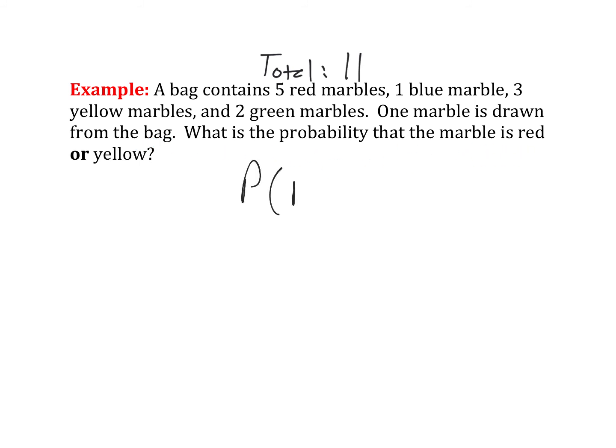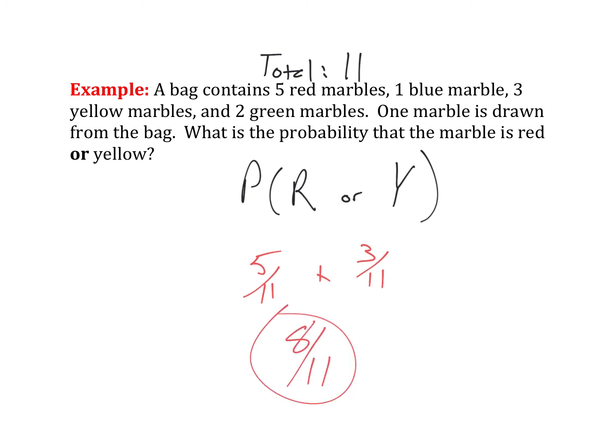So I want the probability that it's red or yellow. Well, there's no overlap. There are no red/yellow hybrid marbles. So I don't need to worry about subtracting anything. This one's just going to be straight up. I've got 5 out of the 11 are reds, and then I'm going to add the probability of selecting yellow, which was 3 out of those 11. So I have an 8 out of 11 chance that the marble I select falls into one of these two categories, either red or yellow.